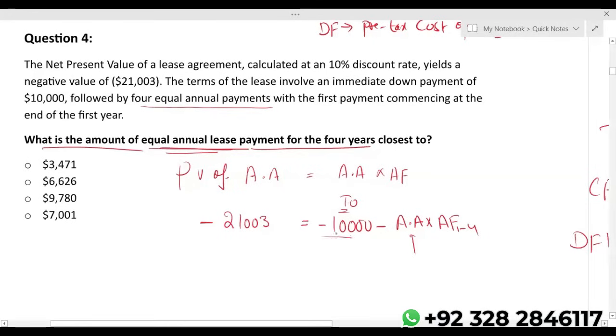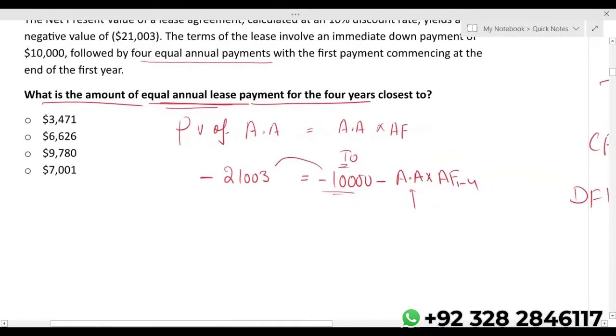It is minus 10,000. If I bring this to the other side of the equal sign, it becomes positive 10,000. So positive 10,000 and negative 21,003, we will have minus 11,003. Repeat. Negative 10,000, when I bring this on the other side of equation, becomes positive, and you will have negative 11,003 is equal to minus annuity. Why minus? Because lease payments, so we are making the payments, outflows, into annuity factor.